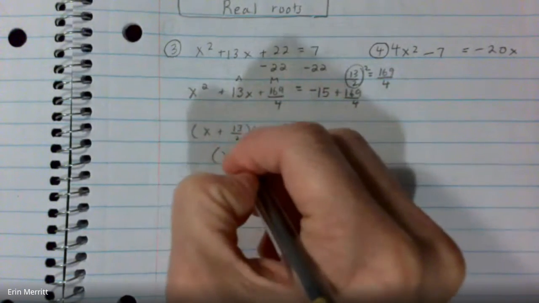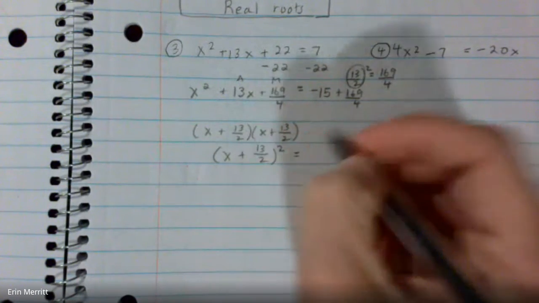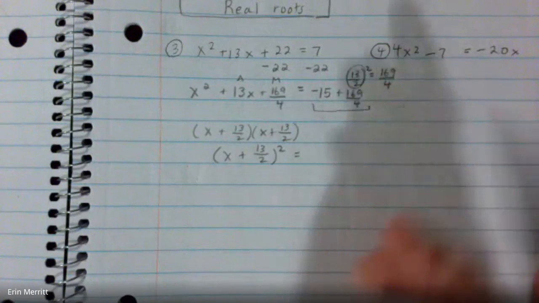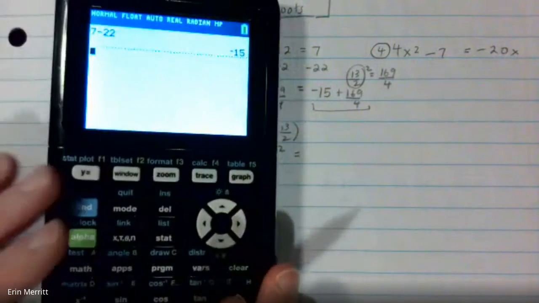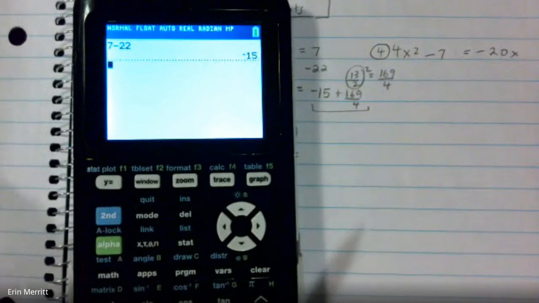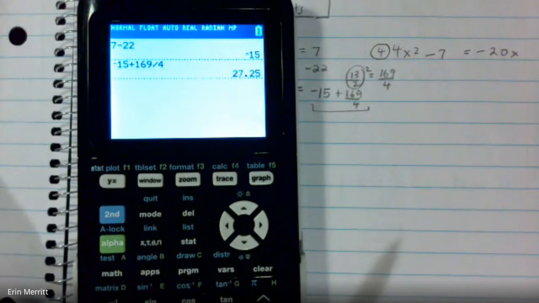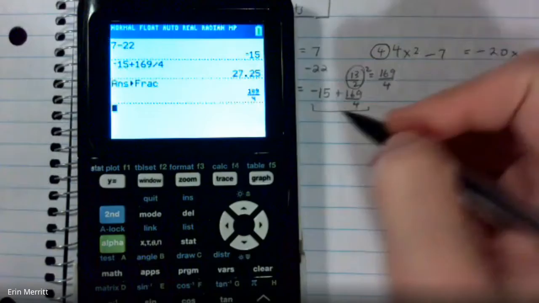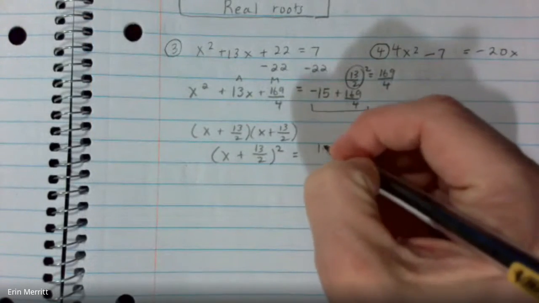Or I can write it like that, squared. Right, on this side, you can get a common denominator and do it yourself, or I can simply just say, all right, let's go negative 15 and then add to it 169 over 4. I am going to math bracket so that that is 109 over 4. And you'll see in a moment why I like to leave it that way.